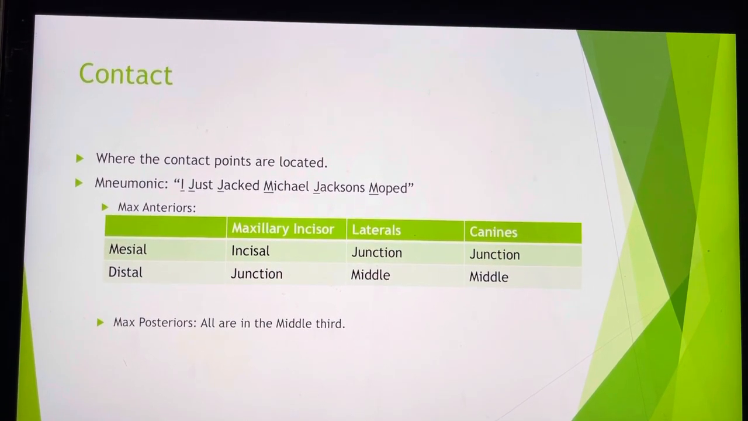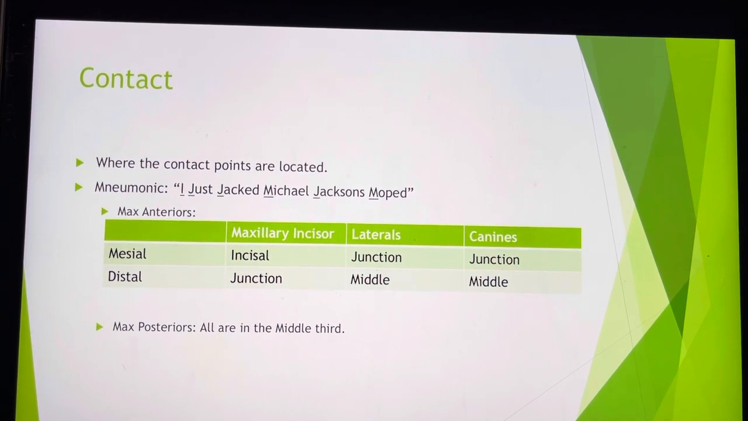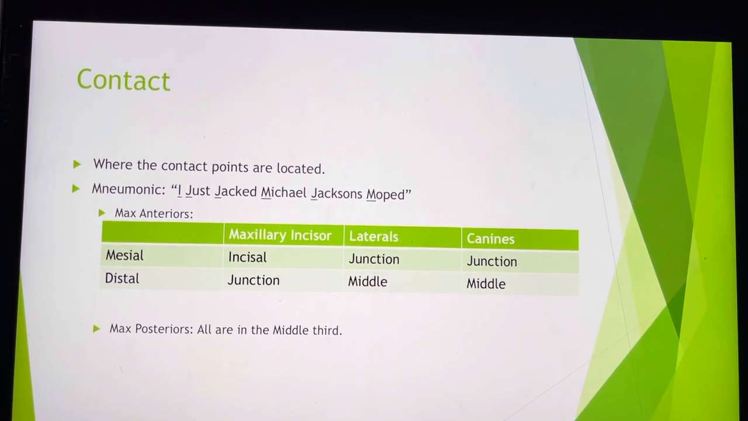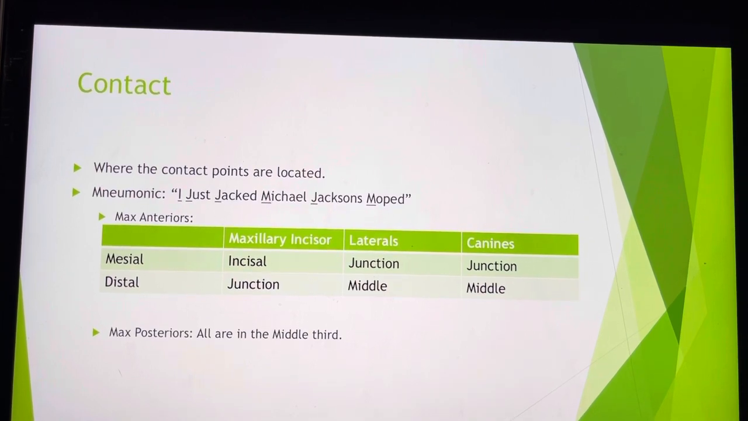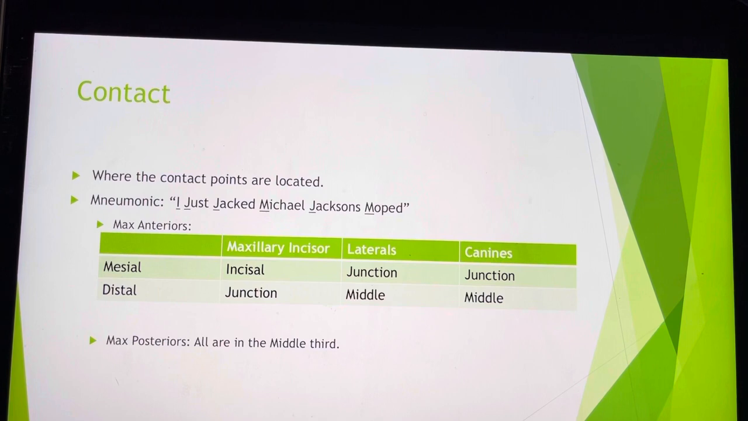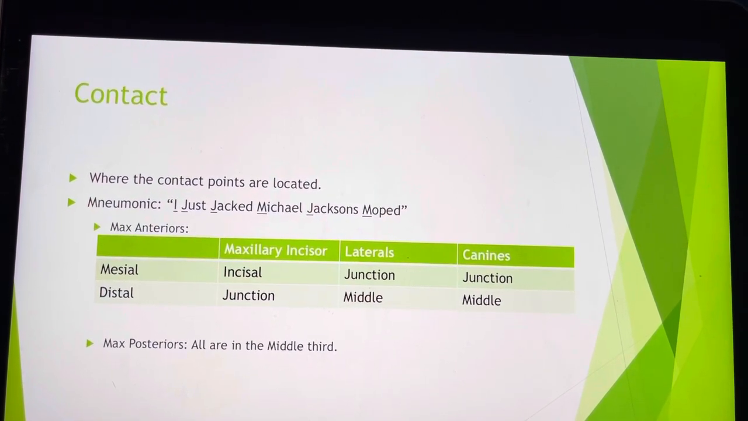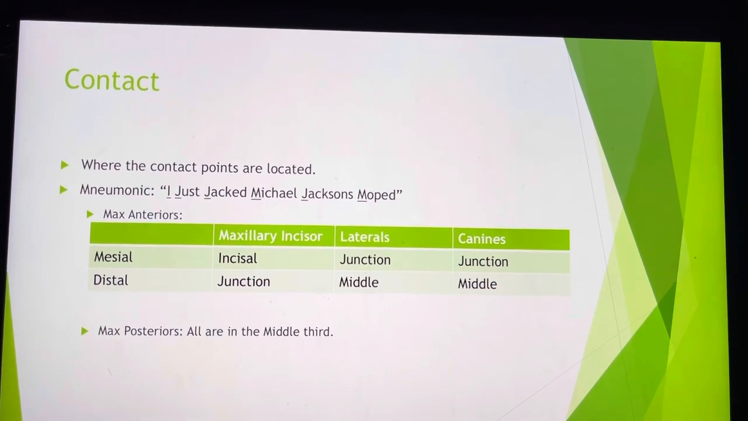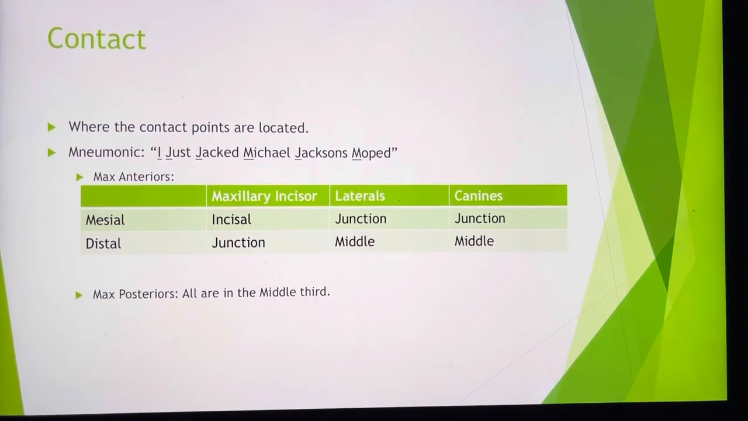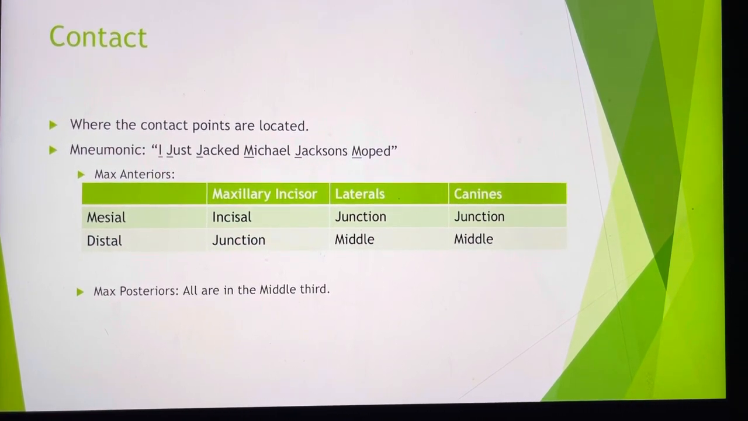So for the incisors, maxillary central incisor, mesial aspect, the contact area is in the incisal third. For the distal aspect, it is at the junction of the incisal as well as middle third. For both the lateral as well as the canines, in the mesial aspect, the contact areas are in the junction of the incisal and middle third. The distal aspect, for both the laterals and the canines, the contact area is in the middle third.